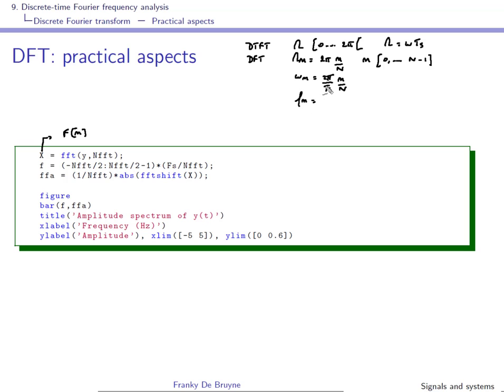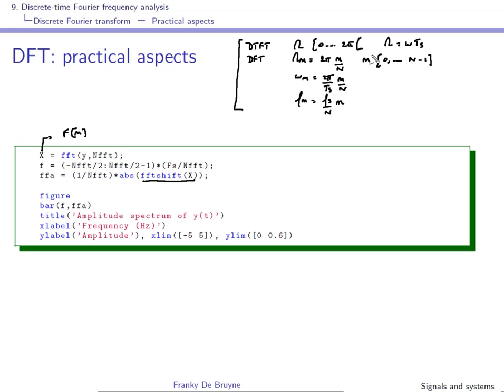We have 1 over Ts, which is the sampling frequency, divided by N times the index n. So this thing here is the spectral resolution. What we'll do now is use the command fftshift, and this command will rearrange the outputs by moving the zero frequency to the center of the axis.